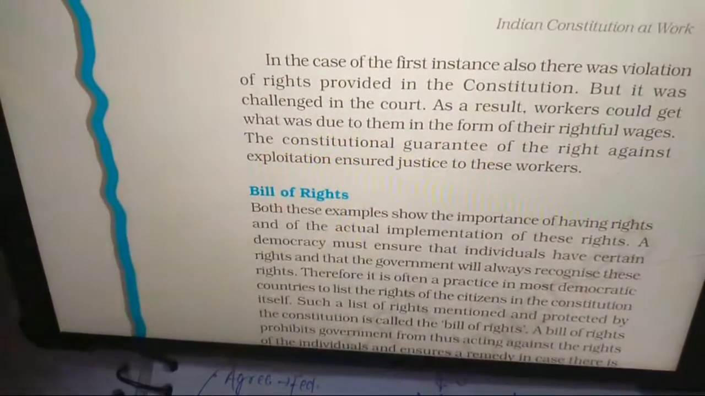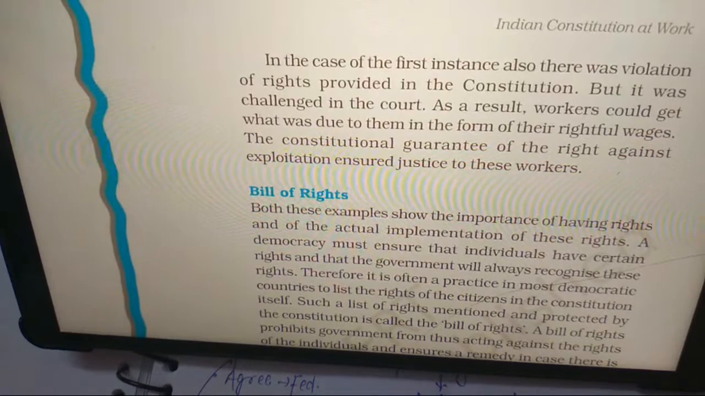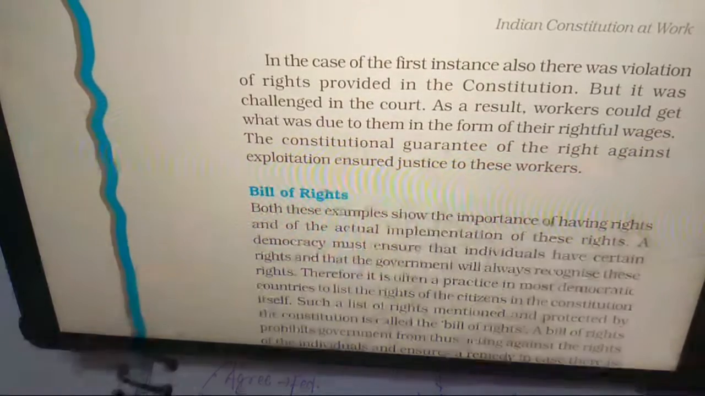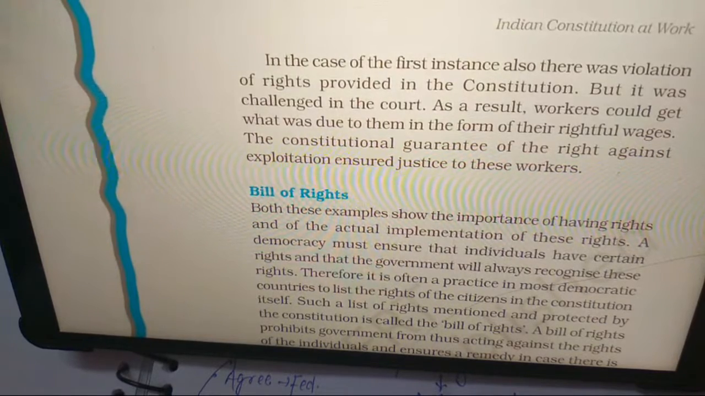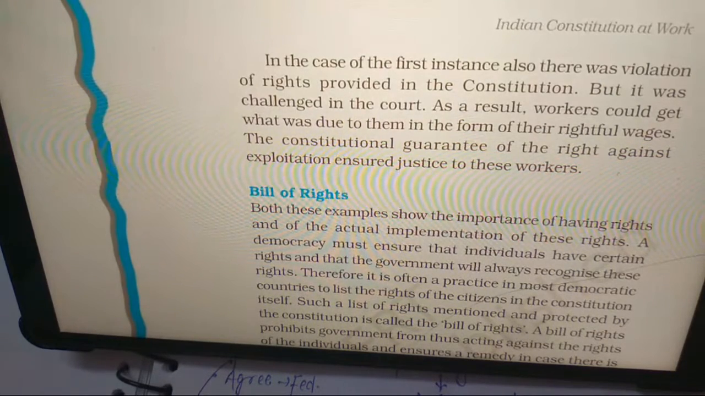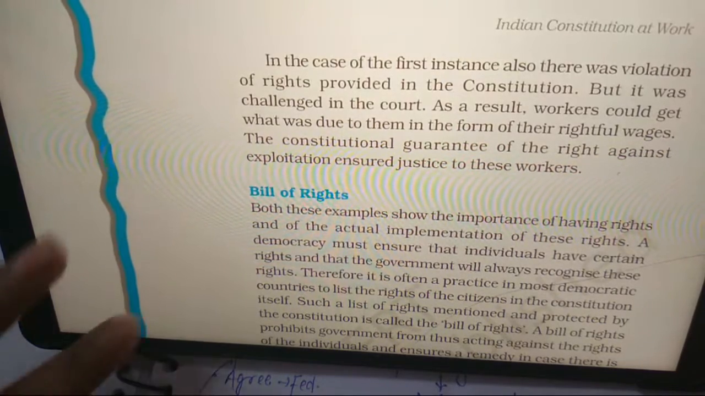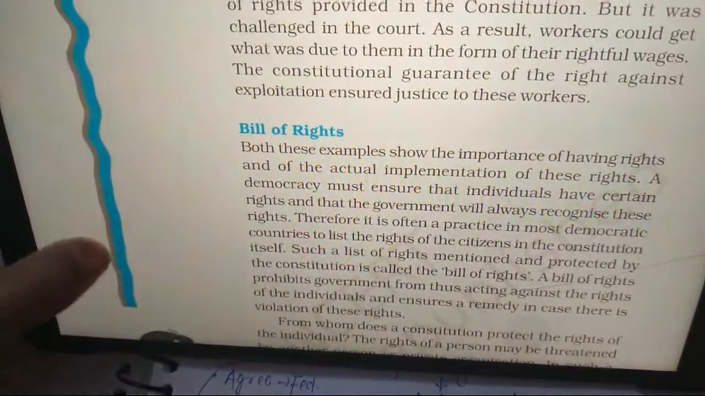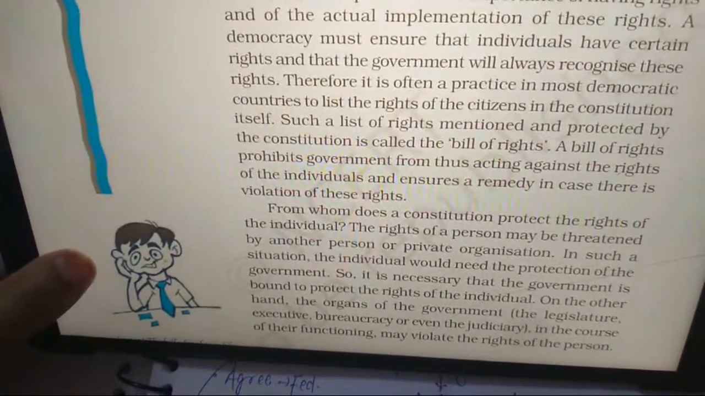In the case of the first instance, also there was violation of rights provided in the constitution, but it was challenged in the court. As a result, workers could get what was due to them in the form of their rightful wages. The constitutional guarantee of the right against exploitation ensured justice to these workers. Bill of Rights. Both these examples show the importance of having rights and the actual implementation of these rights.